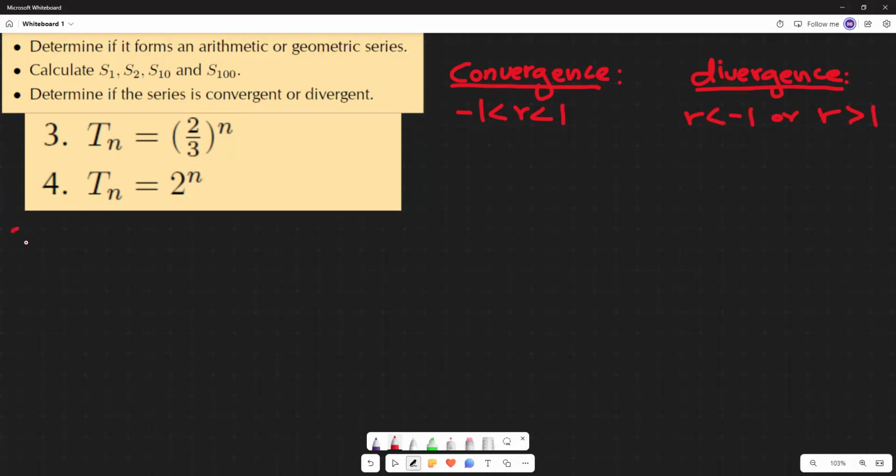We're going to do 3, and then I'm going to answer all those bullet points. I'm going to call this A, that B, and that C. They say determine if it forms an arithmetic or geometric sequence. Remember, for arithmetic, we cannot have the variable being an exponent. This one will just be 2n, so this will be arithmetic.